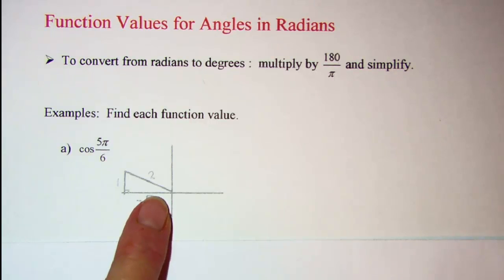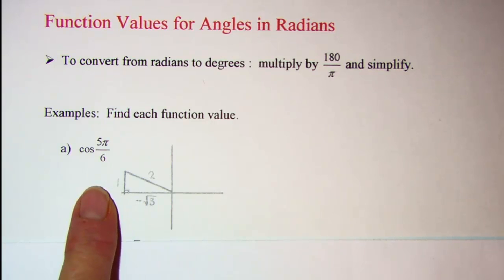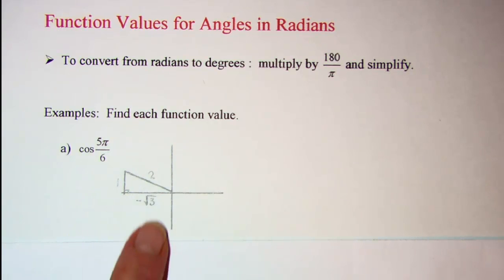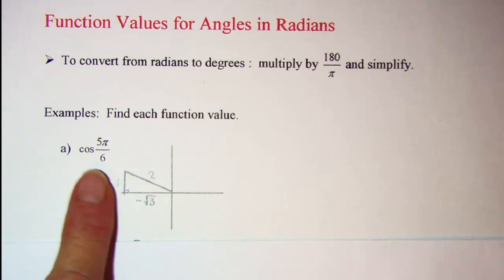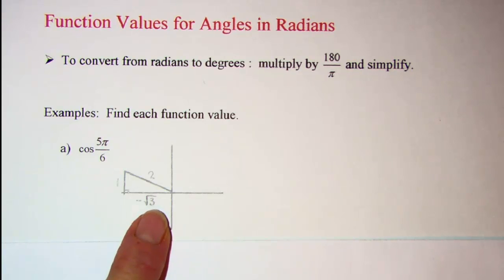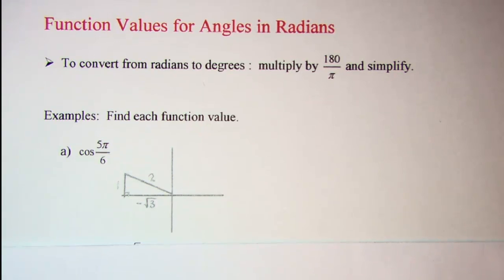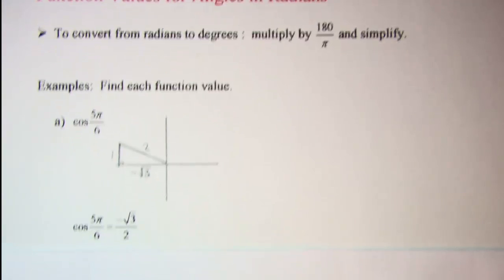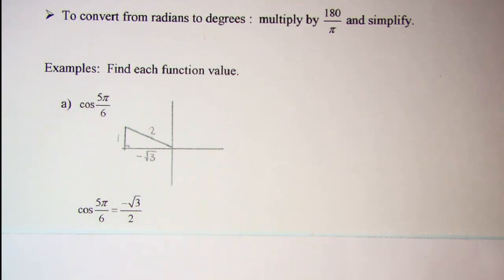We have a 30-degree reference angle right here, or pi over 6 if you want to think in terms of radians. And we know that with a special triangle, the side opposite the 30-degree angle is 1. The hypotenuse is 2, and the side adjacent is negative root 3, since I'm going left. Cosine is defined as adjacent over hypotenuse, so my adjacent side is negative square root of 3, and my hypotenuse is 2. So the cosine of 5 pi over 6 is a negative square root of 3 over 2.